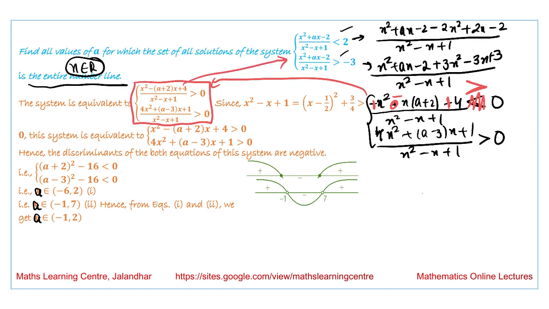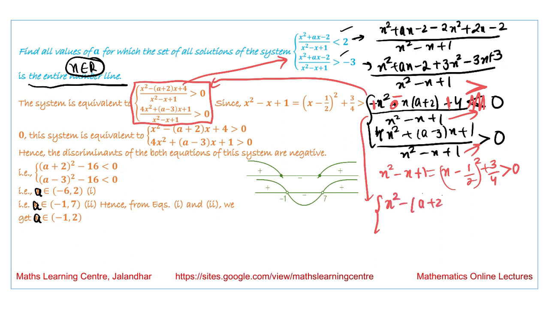Now, again if we look at the denominator over here, x square minus x plus 1, we can write it is equal to (x minus 1/2) square plus 3/4, and this is always greater than 0. So, we can multiply this denominator on this side and we obtain that this system is equivalent to x square minus (a plus 2) times x plus 4 is greater than 0, and 4x square plus (a minus 3) times x plus 1 is greater than 0.